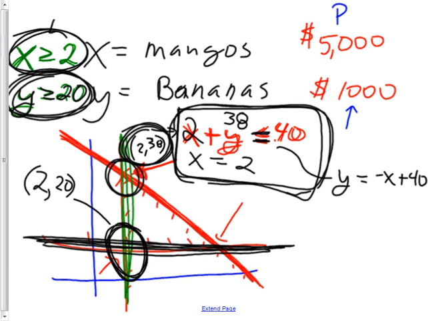2 comma 20. Raise your hand if you had that one right. Okay. Then the last point is this point. Can you tell me what the two equations are that go across right there? The red one and the black one. So x plus y equals 40. And the other one? X, negative x. Nope, it's simpler than that.